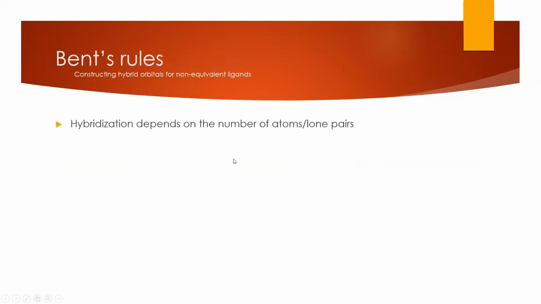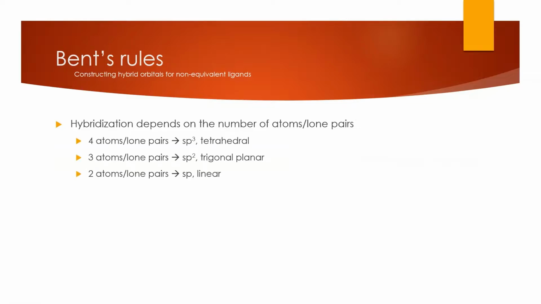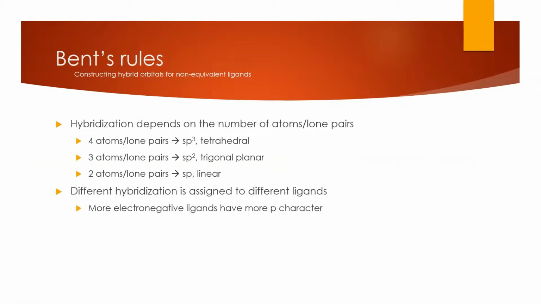I'll briefly mention Bent's rules here. So Bent's rules, and you know Bent's rules, although not under the name, they're essentially our hybridization rules. The number of atoms and lone pairs determines the hybridization. But what we don't really get in the way we normally learn this in organic chemistry is that you can have different hybridization assigned to different ligands.